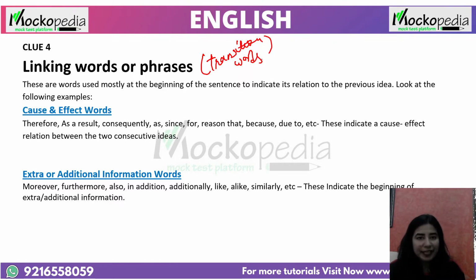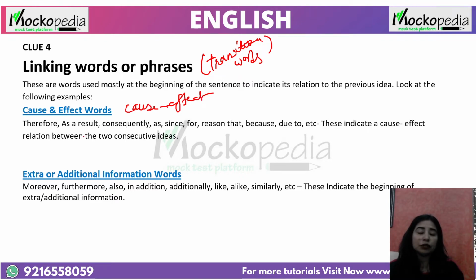And the best part is that you don't need to cram these words. You're aware of these words, it's just that you need to make a conscious effort to remember them. So let's see: therefore, as a result, consequently, as, since, reason, because. There is a cause that's leading to an effect, right? So I got late, therefore I had to take a cab.